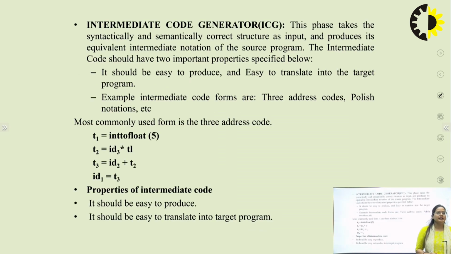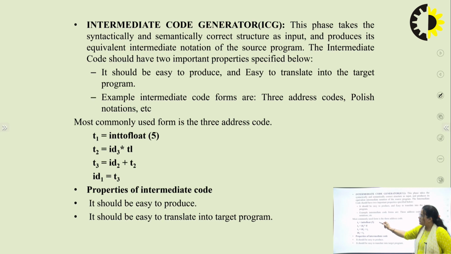Now next phase is the intermediate code generator phase. This phase takes the syntactically and semantically correct structure as input and produces its equivalent intermediate notation of the source program. The intermediate code should have two important properties. It should be easy to produce and easy to translate into the target program. Intermediate code forms are 3 address code, postfix notation, syntax tree, DAG. These are the intermediate code forms. Most commonly used is the 3 address code.